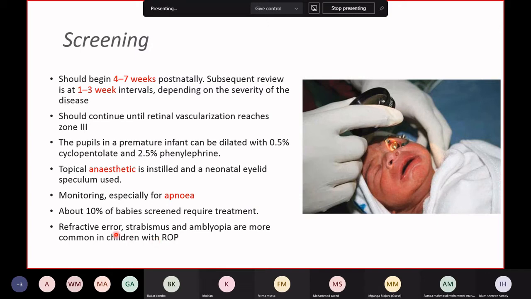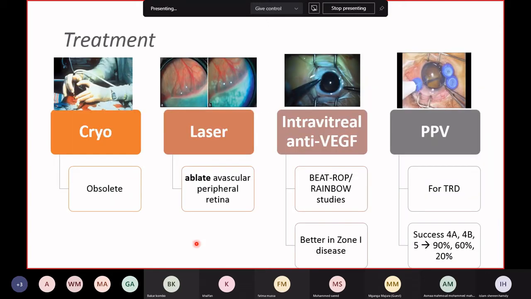How we treat them, as I told you, we used to do cryotherapy in the past, but this is obsolete at the moment. Or we do laser to ablate the peripheral retina. So this is the appearance before treatment. This is stage 3 because there is some new vessel formation there. And this is the ischemic retina. So we do laser treatment to ablate this peripheral retina and decrease the production of the vascular endothelial growth factor, which subsequently will lead to regression of those abnormal new vessels.